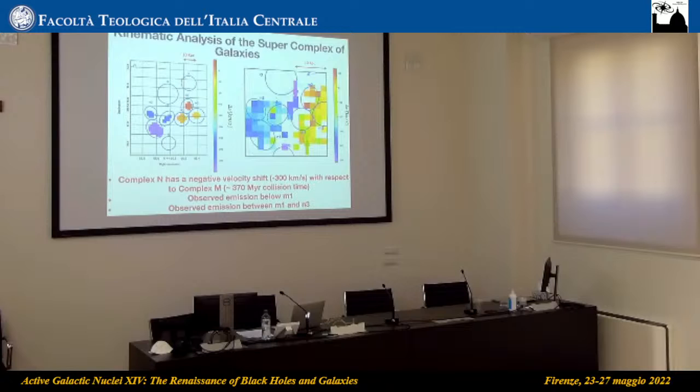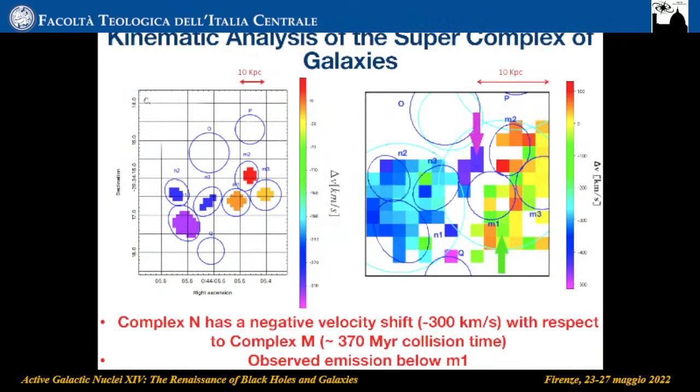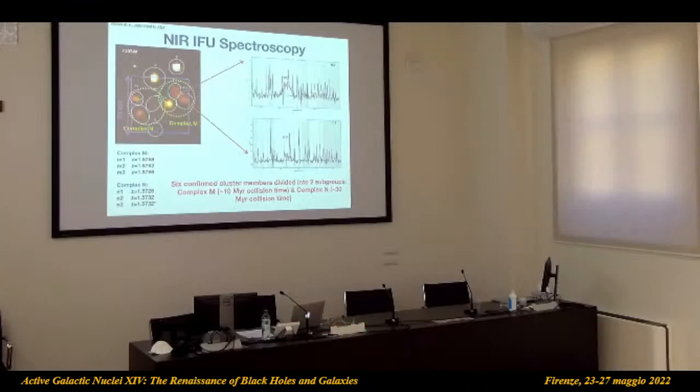Also, we can observe some diffuse emission below M1 and between M3 and M1, and this could be stripped gas due to the presence of ongoing mergers. Analysis of the source M1.